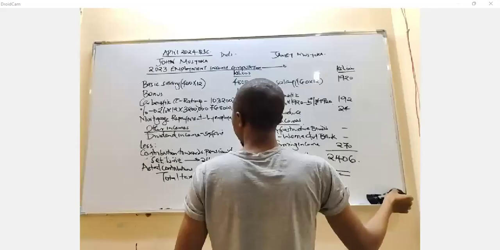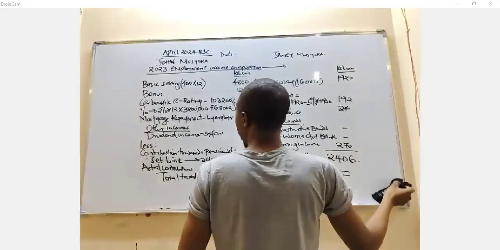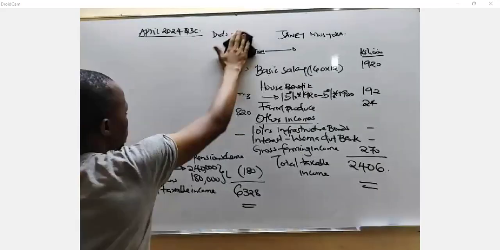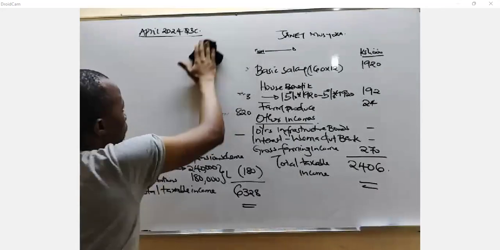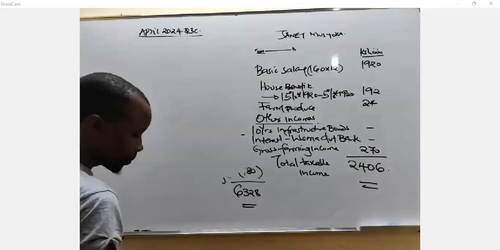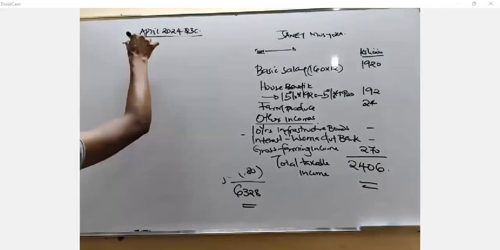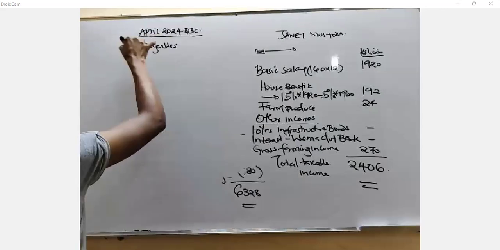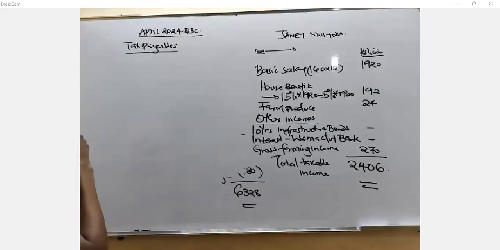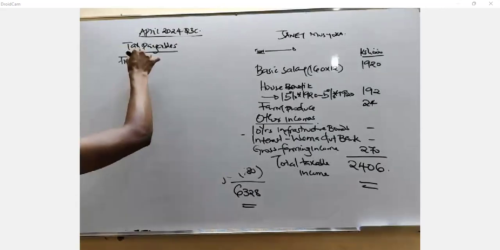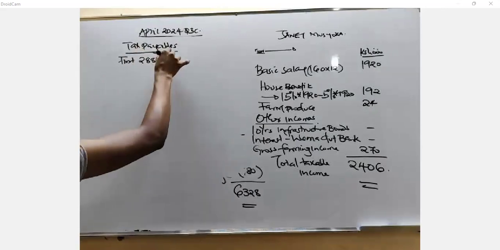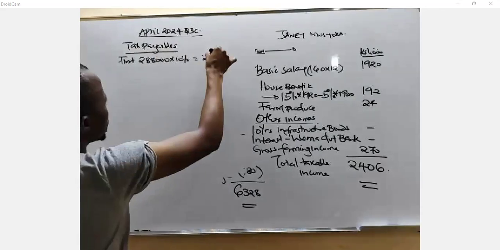I think you are able to see the differences in the computations from what we did in class and the corrections which I was able to make. Let us look at the tax payable. These are graduated rates, and here is another area where I wanted to make some changes. For this year, the graduated rate was different from what we have been experiencing over the years. The first 288,000, multiplied by 10%, gives 28,800.